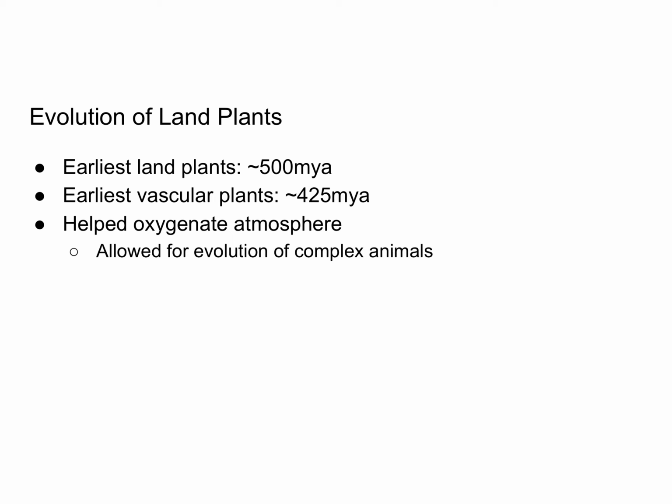The earliest land plants probably evolved about 500 million years ago. So MYA stands for million years ago. The earliest vascular plants showed up about 75 million years later, so about 425 million years ago.